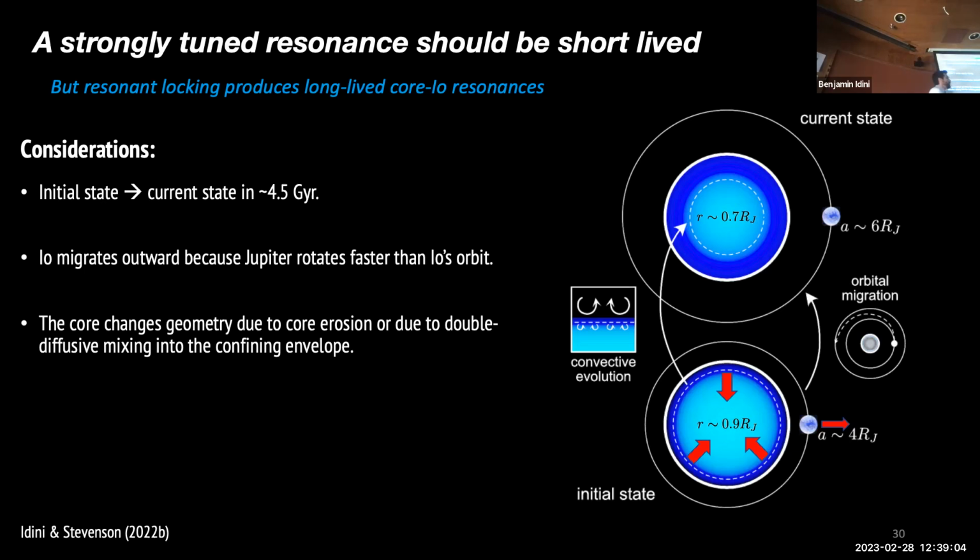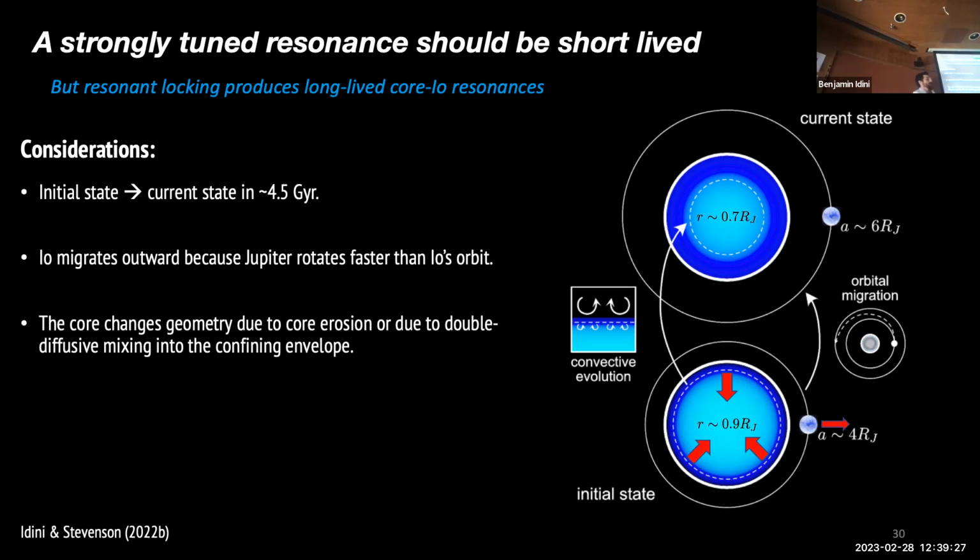We might think that Io was closer in the past. The reason is that Io is migrating outward because Jupiter rotates faster than the orbital motion of the satellite. In that circumstance, you will always have a tide pushing the satellite outward. And so the frequency of the tide is changing over billions of years.